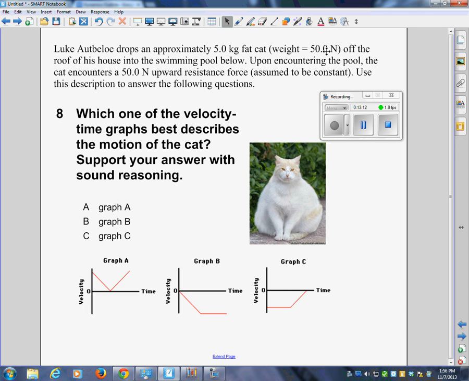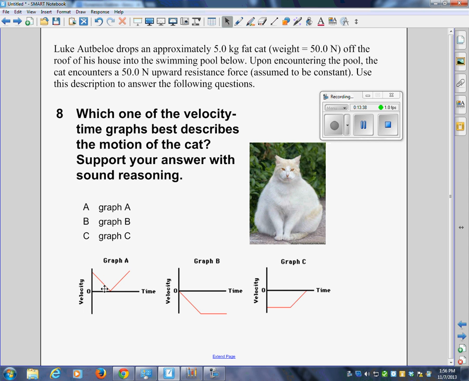Which one of the velocity-time graphs best describes the motion of the cat? Support your answer with sound reasoning. Is it graph A, graph B, or graph C? Who said A? You guys probably know whether you got it right or wrong already, don't you? Everybody say A? Why did you say A, Callie? Took a guess. Okay, anybody say B? Quite a few. Zach, why did you pick B?